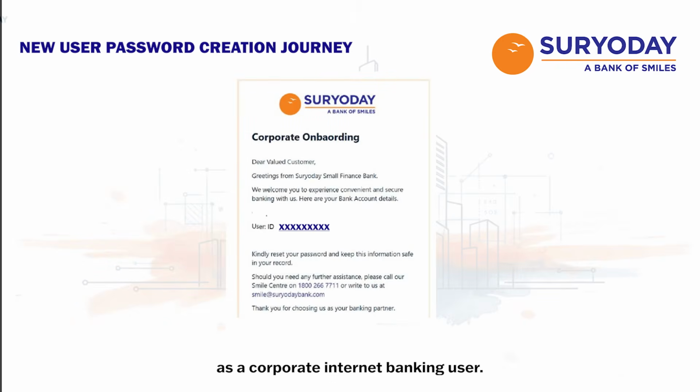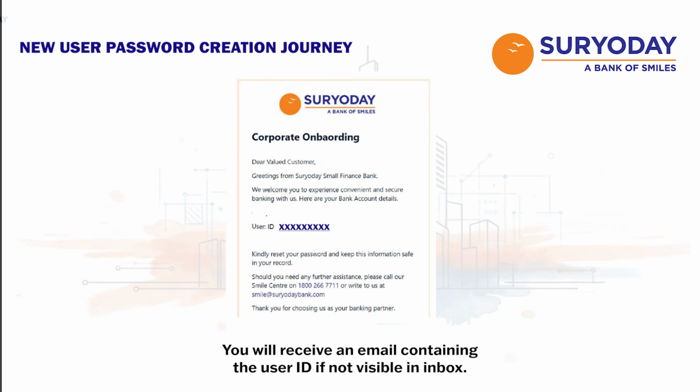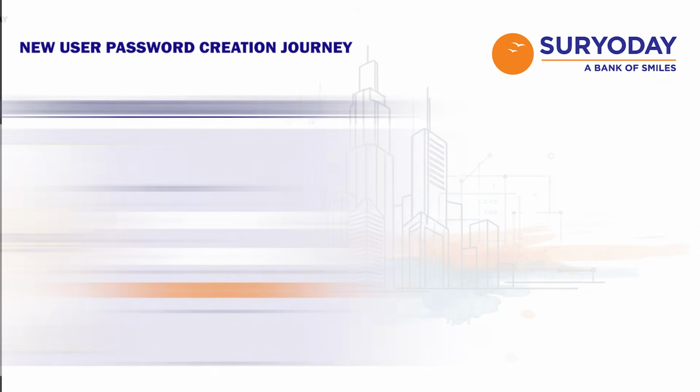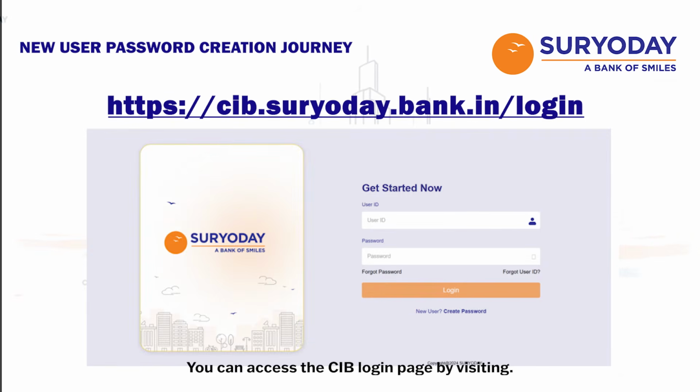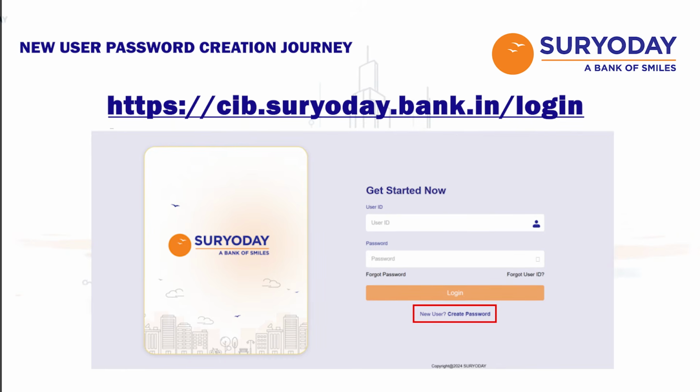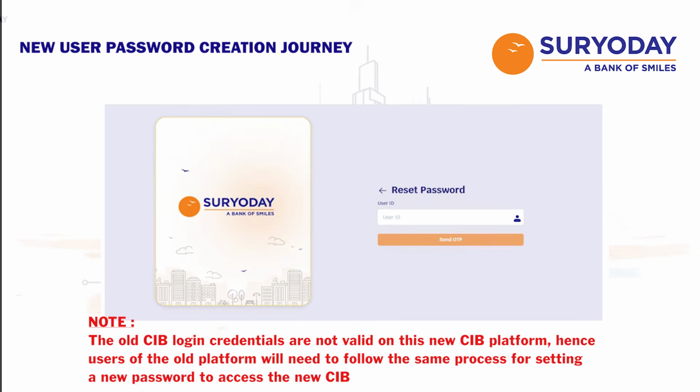As a corporate internet banking user, you will receive an email containing the user ID. If not visible in inbox, check your spam or junk folder. You can access the CIB login page by visiting cib.suryodaya.bank.in. Click on New User. Please note that old CIB login credentials are not valid on this new CIB platform.